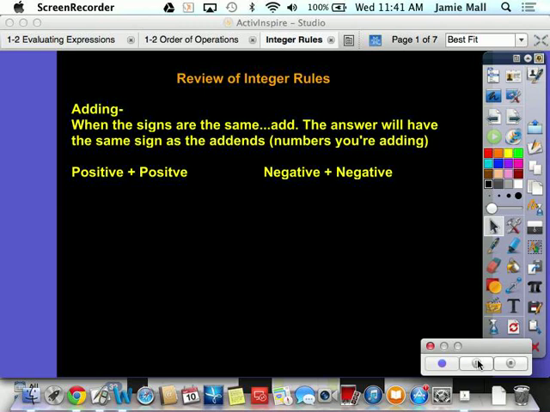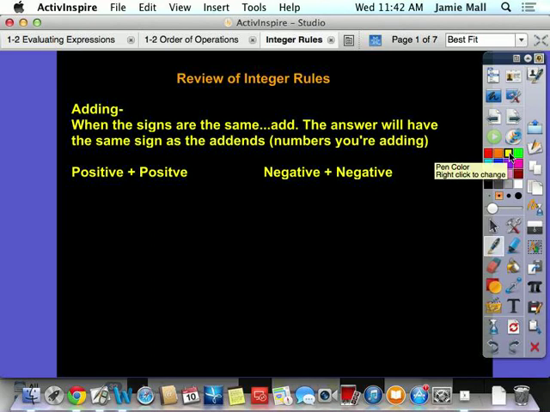Alright, hi everybody. Today we are going to do a quick review of our integer rules for adding, subtracting, multiplying, and dividing. We'll start with a quick review of adding, and there are several different situations that we may see with adding. Situations where the signs are the same, like a positive plus a positive, or a negative plus a negative. When the signs are the same, we want to remember that we're adding those two numbers together.